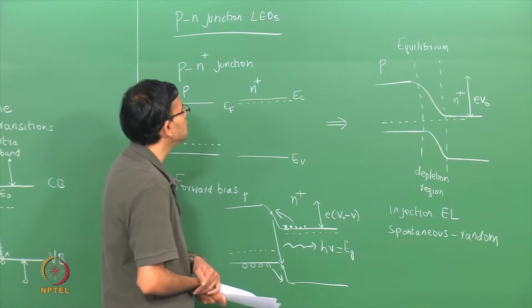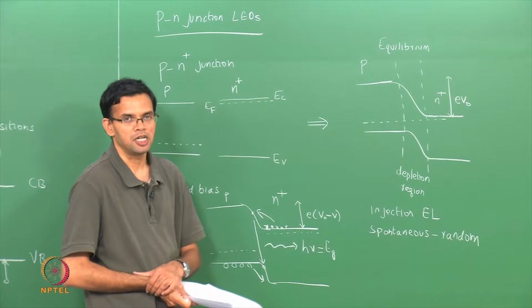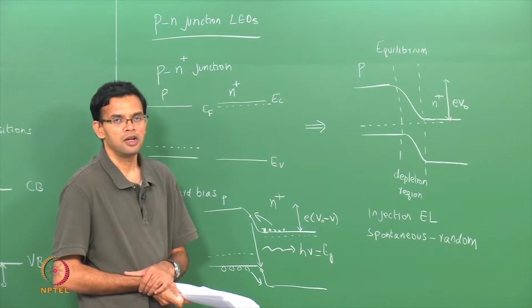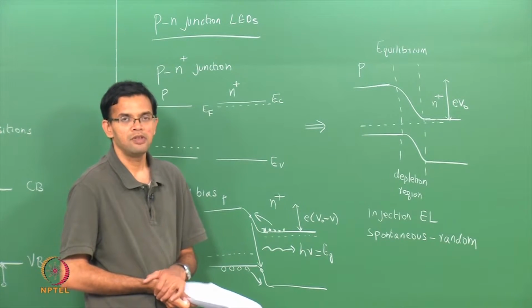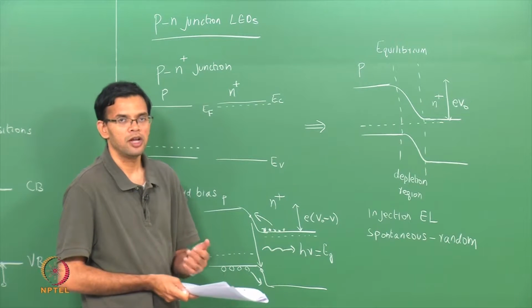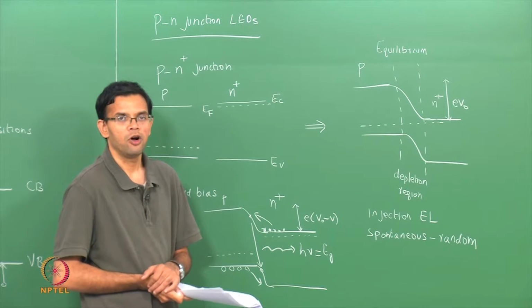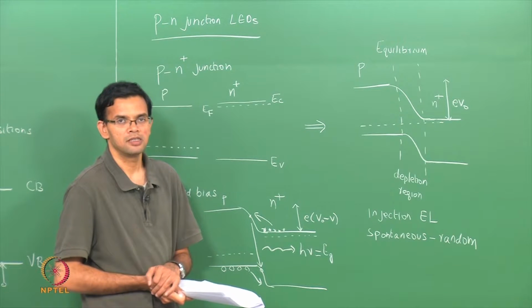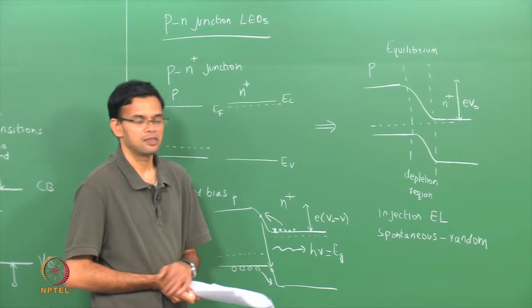In order to do this, we modify the simple p-n junction by introducing a heterostructure, and we will see that we actually introduce two heterostructures in order to form a double heterostructure device. So, let us take a look at that next.